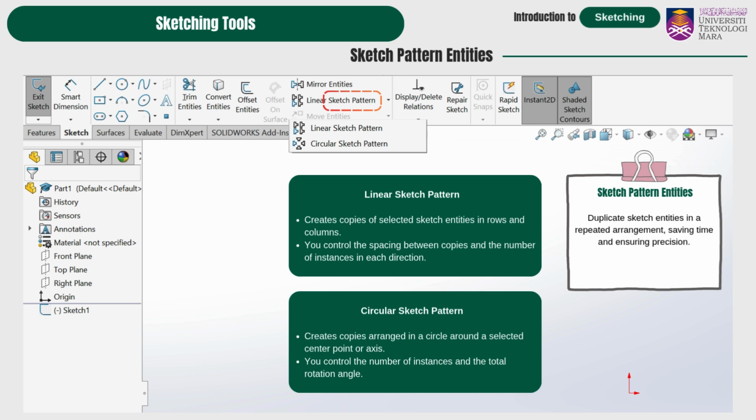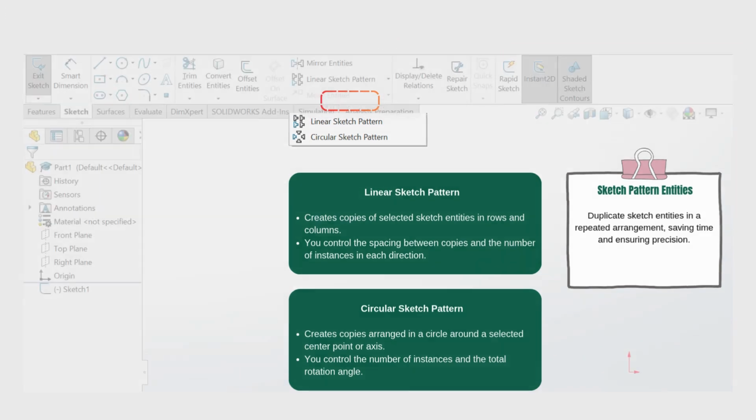The beauty of using these pattern tools is that everything remains parametric. If you change the original entity or adjust the spacing or number of instances, SolidWorks updates the entire pattern automatically. This saves you a lot of time and ensures all copies remain perfectly consistent.